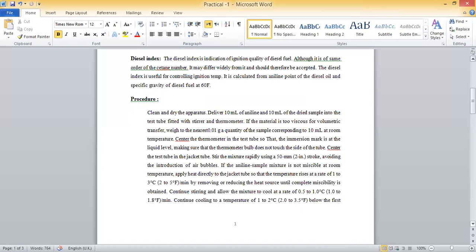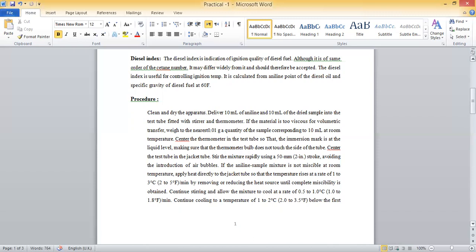Then we will center the thermometer in the test tube so that the immersion mark is at the liquid level, making sure that the thermometer bulb does not touch the side of the tube. Then we will center the test tube in the jacket tube. We'll stir the mixture rapidly using a 50 millimeter stroke. We will avoid the introduction of air bubbles.